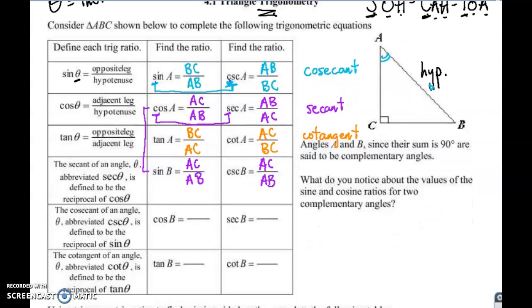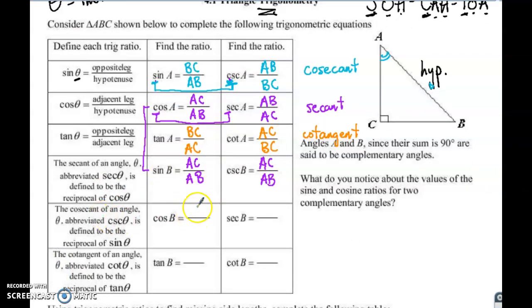Switching colors for cosine. By the way, you can pause this at any point and you can try to fill out the rest, especially if you remember SOHCAHTOA from geometry. Well, cosine is adjacent over hypotenuse. Adjacent to angle B is BC. The hypotenuse is still AB. So do the reciprocal. AB over BC.